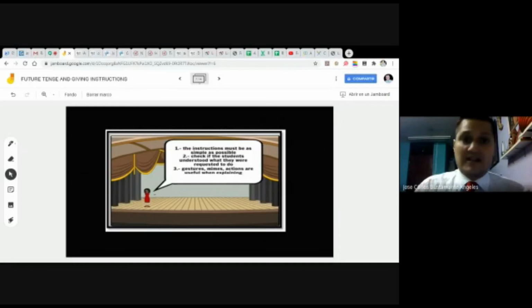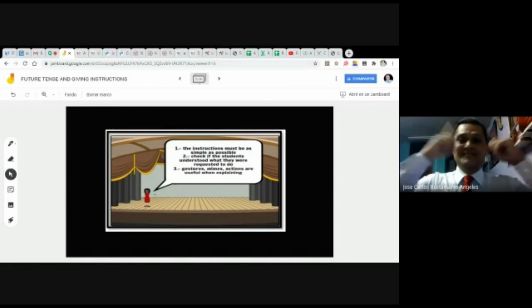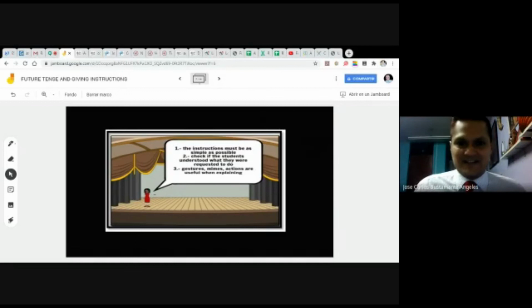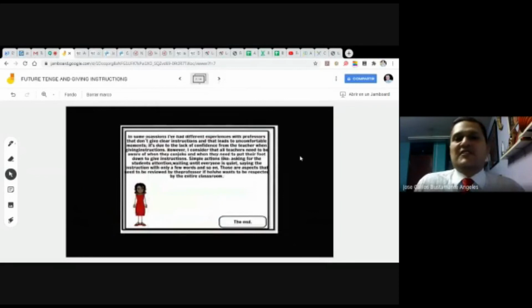But remember, being polite. Three, gestures, mimes, actions are useful when explaining. So the teacher also must use the hands, the face, and as many tools as a teacher could have in that moment to give the instructions easily. Remember these points. Instructions must be clear and simple. Students must understand the instructions, and the teacher must use gestures, mimes, actions, any kind of resource that he's got in that moment. I think it's very simple, but you have to understand how to give instructions correctly.